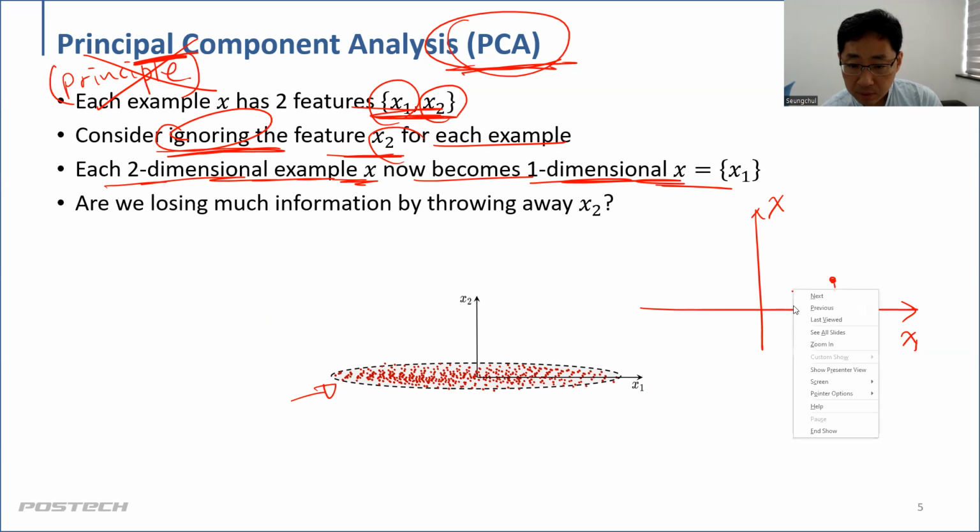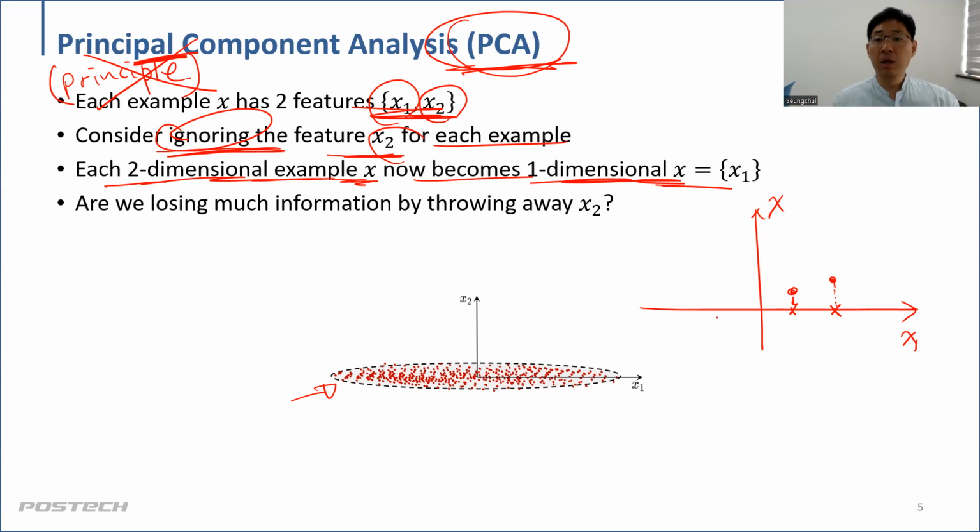Basically, ignoring the second feature is the same as projecting everything onto the x-axis, the x of 1 axis. That's what we did. Then your data is just located on top of the x of 1 axis.